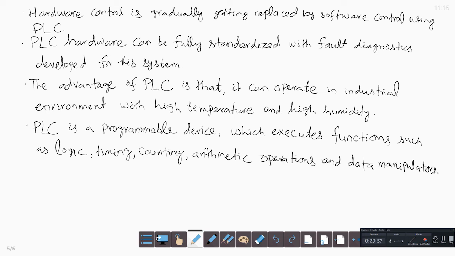So, hardware control is gradually getting replaced by software control using the programmable logic controller. PLC hardware can be fully standardized with fault diagnostics developed for this system. The advantage of PLC is that it can operate in industrial environments with high temperature and high humidity. PLC is a programmable device which executes functions such as logic, timing, counting, arithmetic operations and data manipulations.